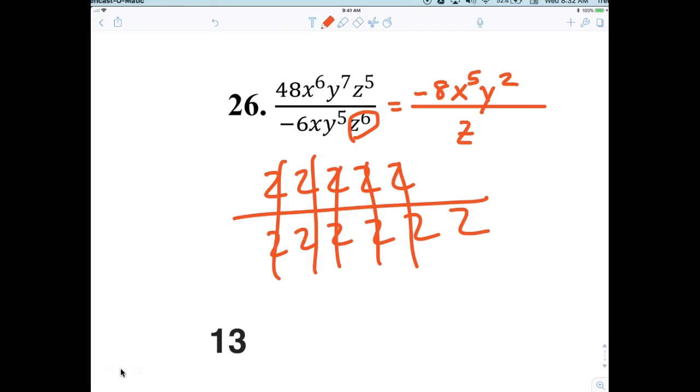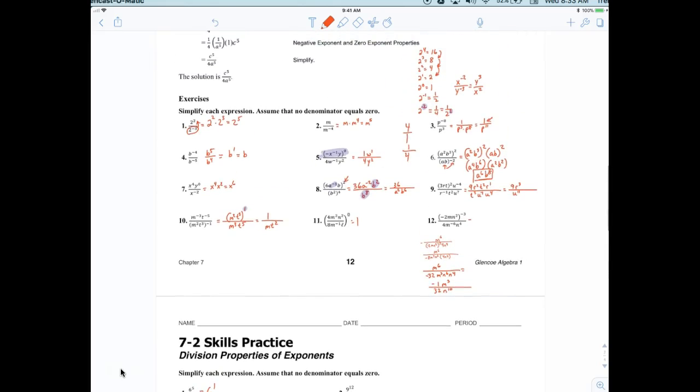And that's why I'm telling you, how many x's are on the top? 6. And how many x's on the bottom? 1. So if you cross as many as you can out, you can cross 1 out, which means you're left with 5. That's simple, guys. No excuses.